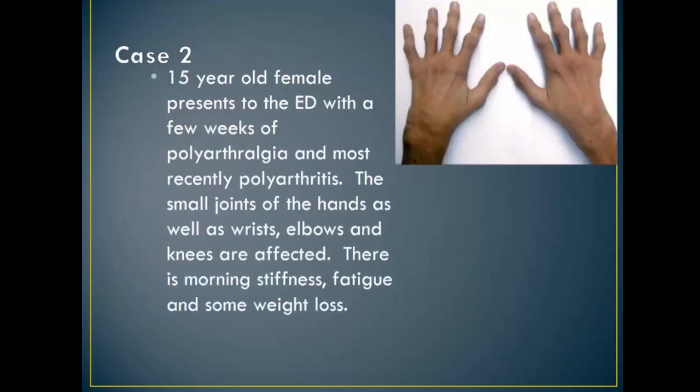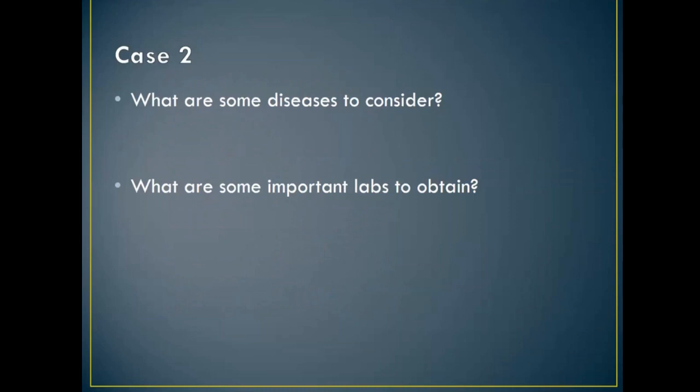But now we're gonna switch over to a patient with polyarticular JIA. So we have a 15-year-old female who presents to the ED with a few weeks of polyarthralgia, most recently polyarthritis. Arthralgia just means joint pain. Polyarthritis means inflammation in the joints. So we have the small joints of the hands as well as the wrists, elbows, and knees affected. There is morning stiffness, there is fatigue, and there is some weight loss. So what are some diseases to consider, and what are some important labs to obtain?